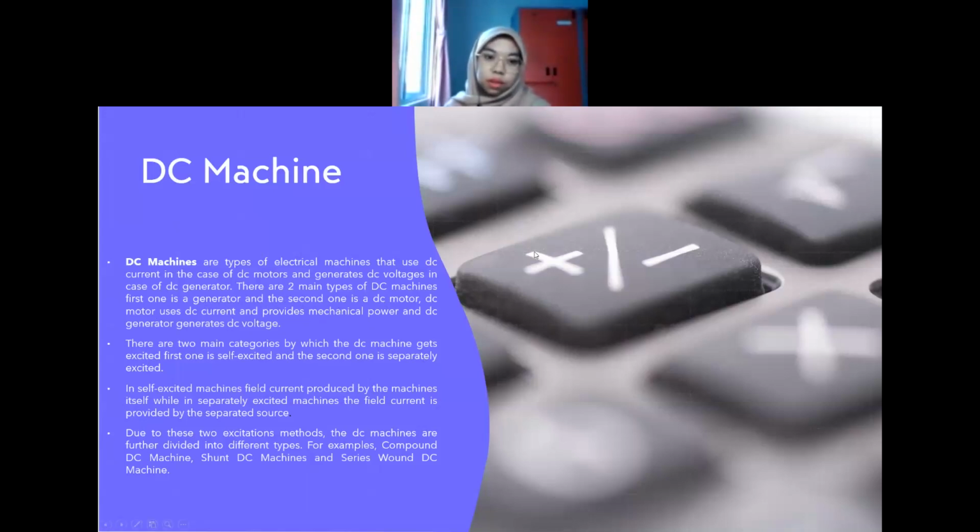There are two main categories by which the DC machine gets excited. First one is self-excited, and the second one is separately excited. In a self-excited machine, the field current is produced by the machine itself, while in a separately excited machine, the field current is provided by a separate source. Through these two excitation methods, the DC machines are further divided into different types, for example compound DC machine, shunt DC machine, and series wound DC machine.